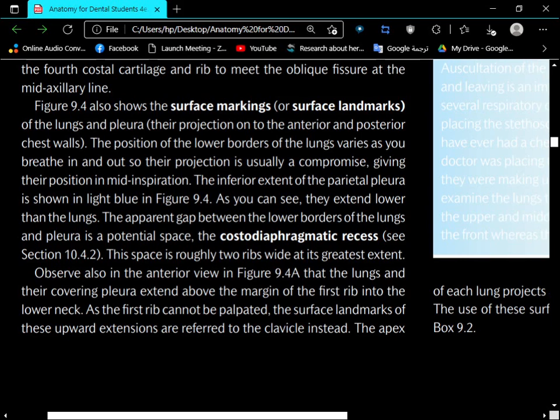Hello everyone. So today we will be continuing what we have started, a very important lecture, of course, and the book that's very famous. It also shows the surface markings or surface landmarks on the lungs and the pleura, the projection on the anterior and posterior chest walls.